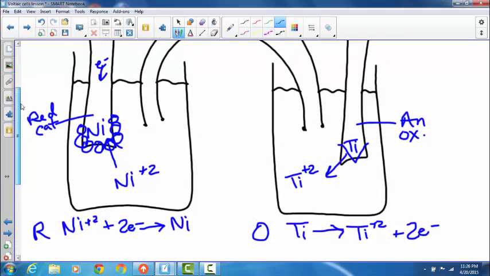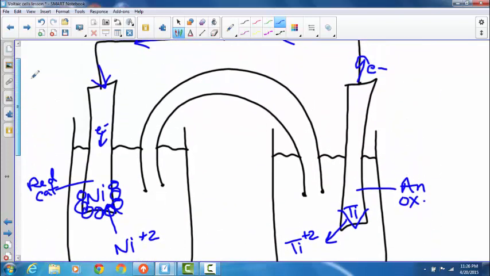All right, let's see if there's anything else that we can draw on here. All right, there is something else. An anode is a negative electrode. So I'm going to put a negative sign here to show that the anode is negative. Electrons are negative, so they leave the negative and they go to the positive side. The cathode is the positive side.